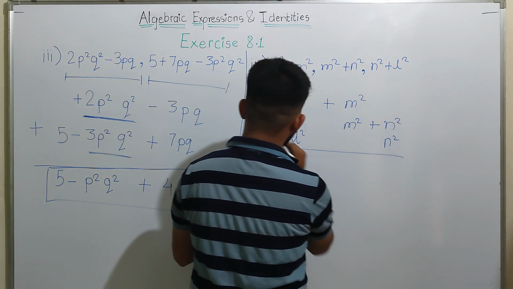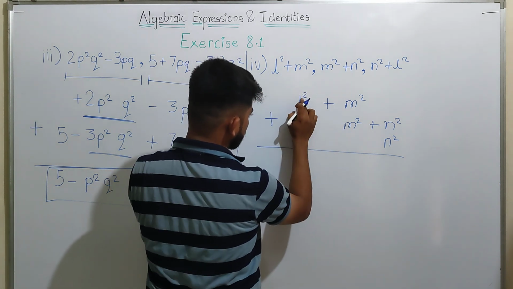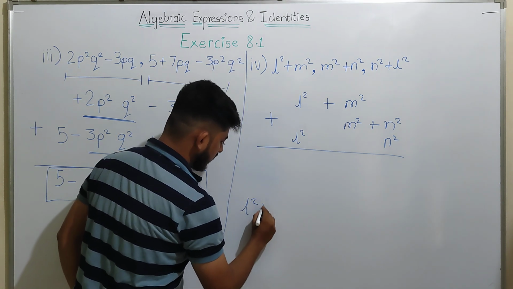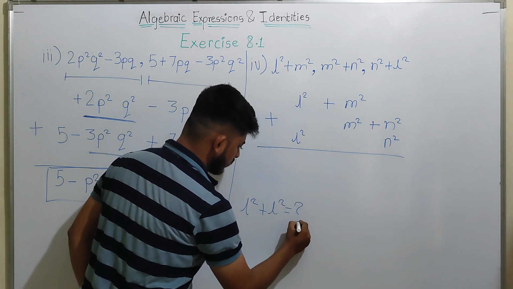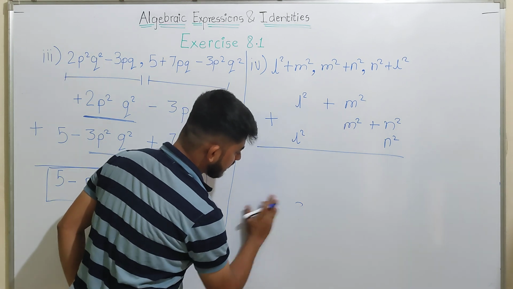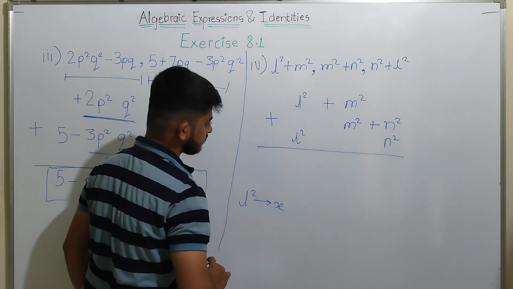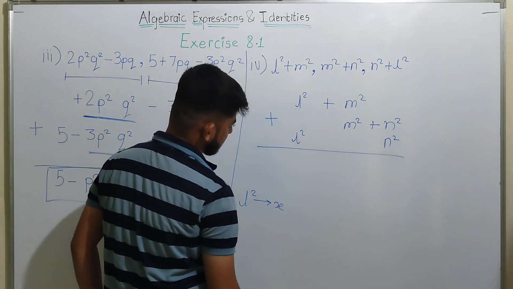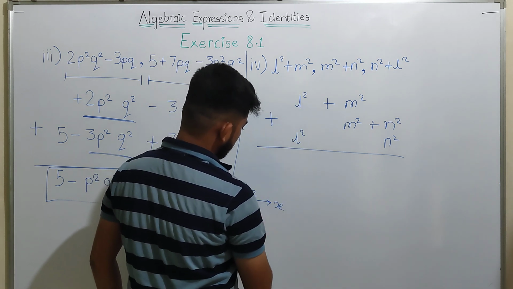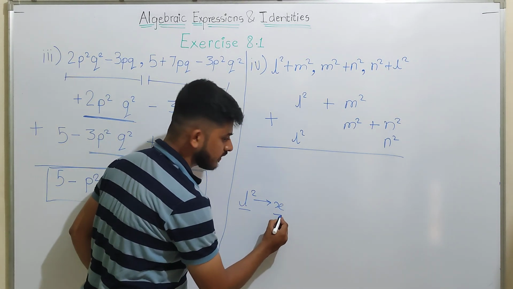So adding this, I have to add the three given terms, L square plus L square. Now see here, you might get a little bit confused that L square plus L square. No need to worry. Consider L square as x. Both terms are equal, right? L square plus L square. Similarly, I have considered L square as x, right?